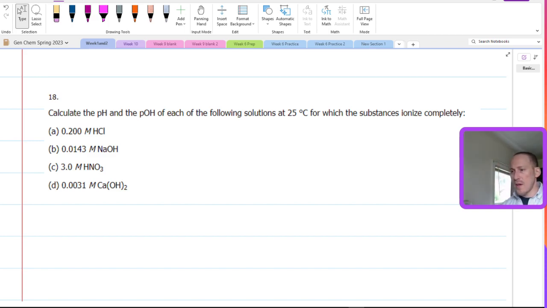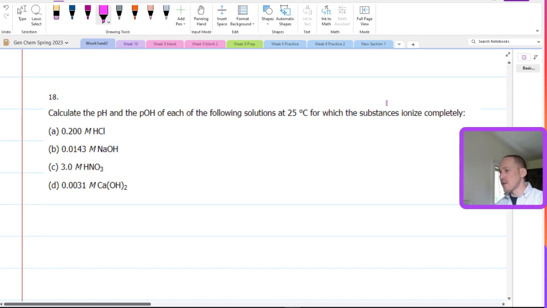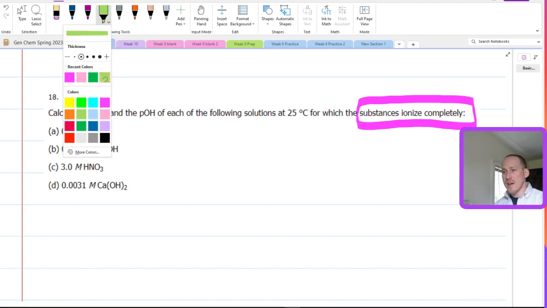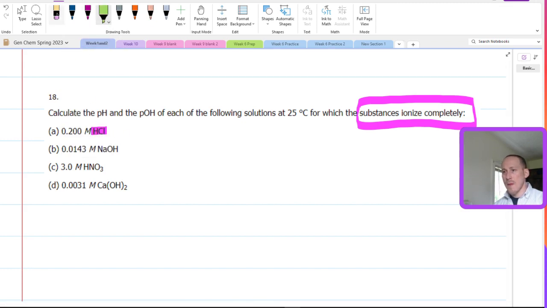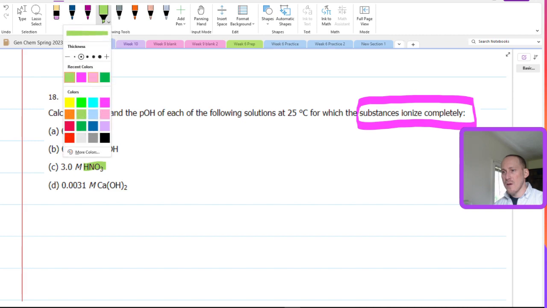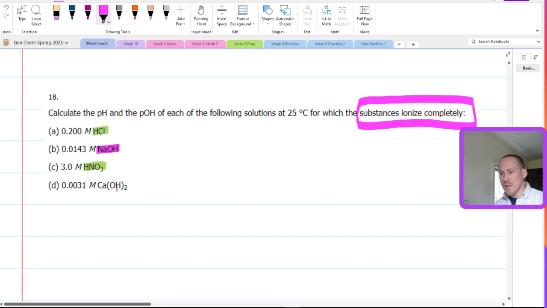So calculate the pH and pOH of each of the following substances which ionize completely. So this is important because water and many other things do not ionize completely. But by the way, we have a strong acid, which I had previously denoted acids in green. So let me just keep up with that. So we have a strong acid, another strong acid. Here we have a strong base and another strong base. So these dissociate completely.